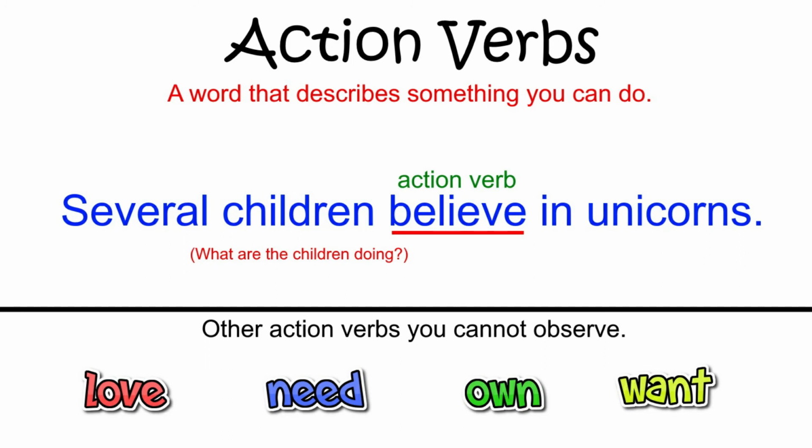Remember, an action verb describes something that can be done. To find an action verb in a sentence, look at the subject and ask yourself what the subject is doing.